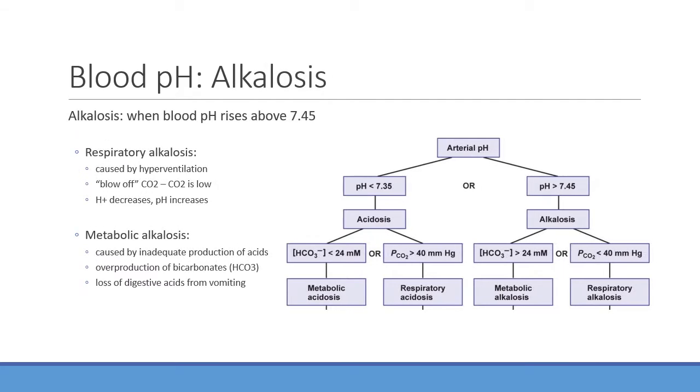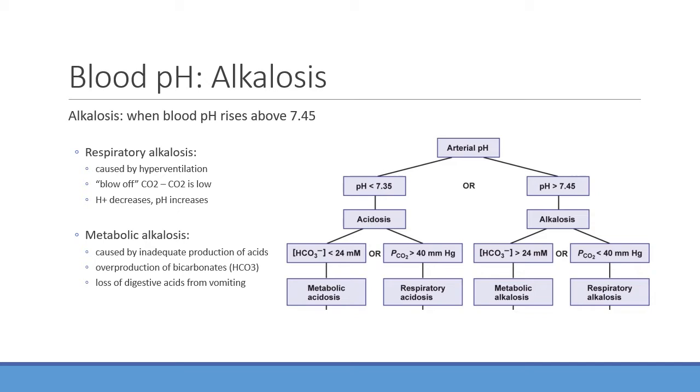You can have alkalosis when you get above 7.45, and so that's usually going to be caused by hyperventilation from the respiratory side. So if you have a respiratory alkalosis, you're blowing off a lot of CO2, and that's going to cause the pH to rise, as you might imagine. Hydrogen ion concentration is going to go down. I see this a lot when I run into someone who has an aspirin overdose.